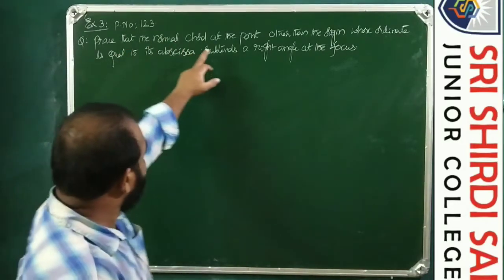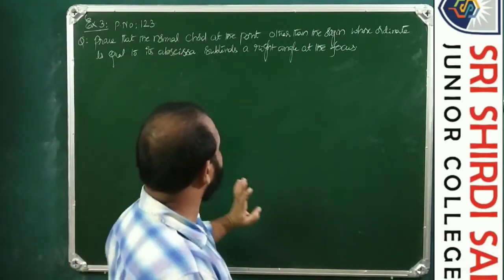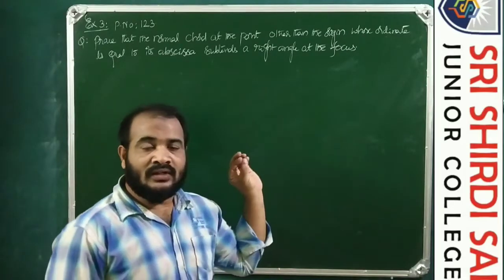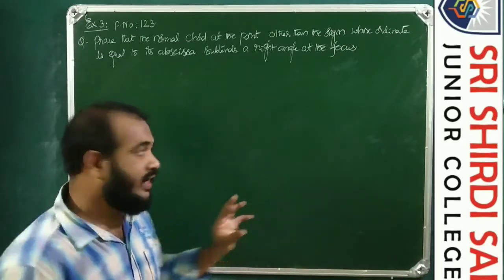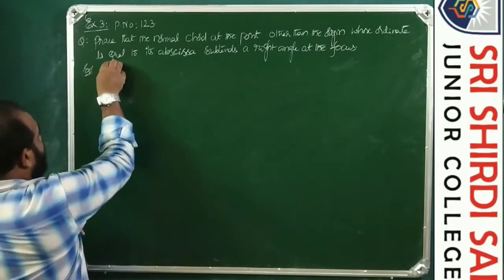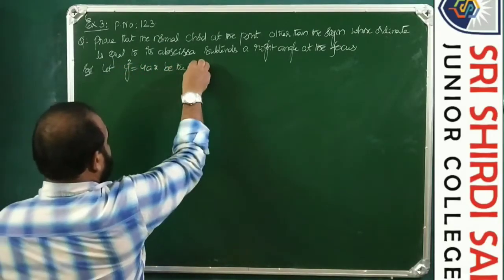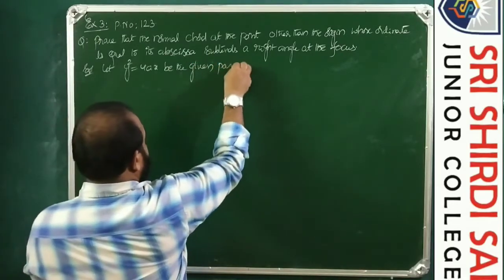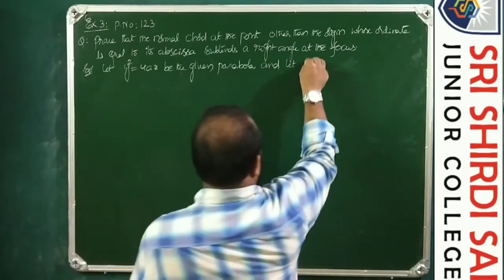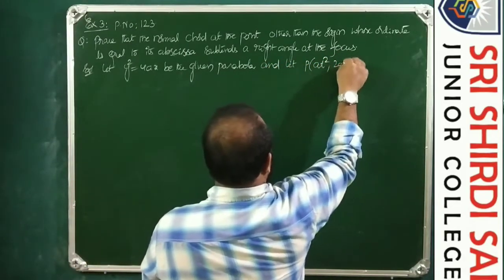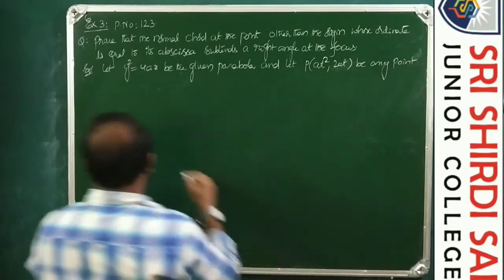Prove that the normal chord at the point other than the origin whose ordinate is equal to its abscissa subtends a right angle at the focus. Since the parabola is not given, let us take the parabola to be y² = 4ax. Let y² = 4ax be the given parabola and let P(at², 2at) be any point on the parabola.